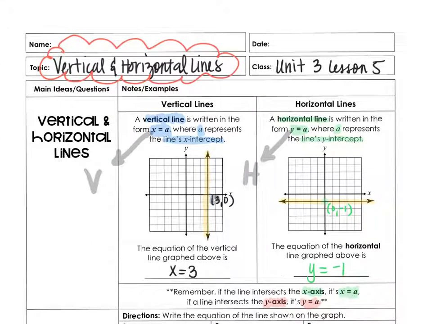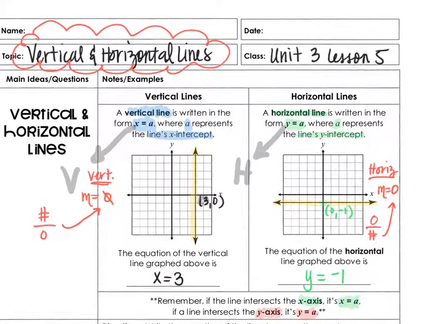Now let's connect this back to our conversation about slope. Back when we were talking about slope, we talked about vertical lines having a slope that is undefined because it is all rise and no run. And horizontal lines, let's see if you remember, have a slope of 0 because they are no rise and all run. So no rise and all run gives us a slope of 0.